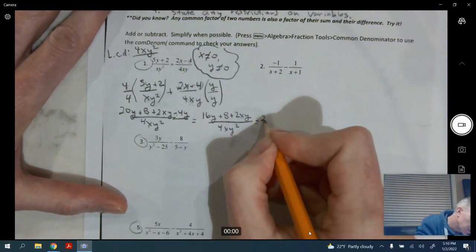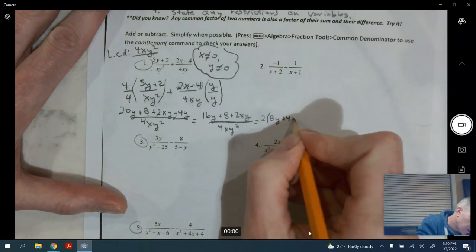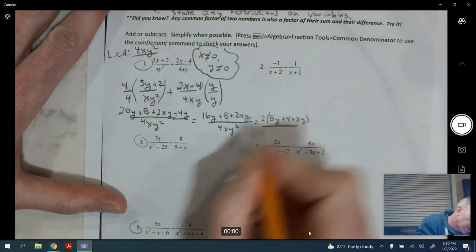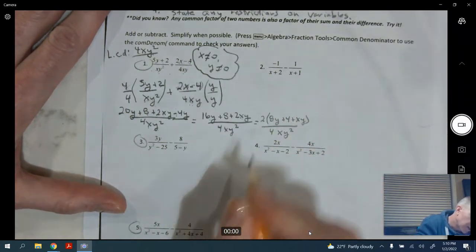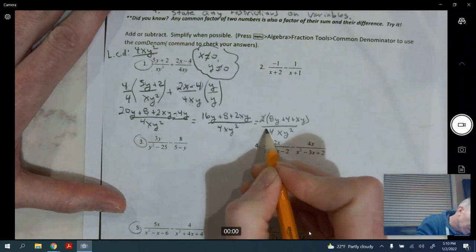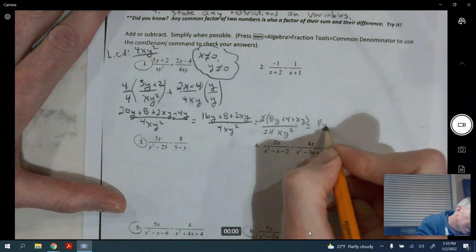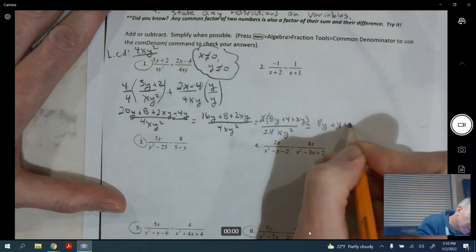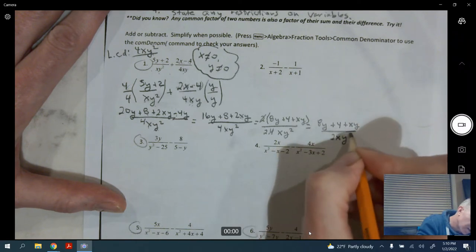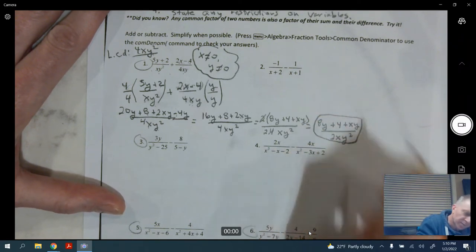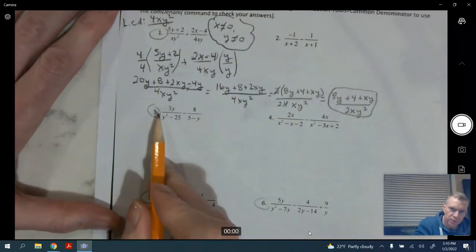So 2 times 8y plus 4 plus xy. On the bottom, we've got 4xy squared. And the 2 can reduce with the 4. That'll become a 2. And we've got 8y plus 4 plus xy over 2xy squared. Okay. Now, let's go to the next one, number 3.